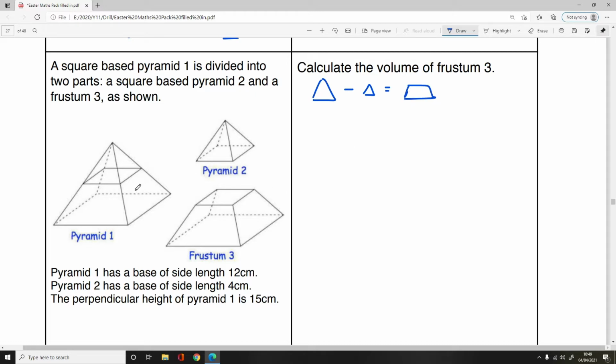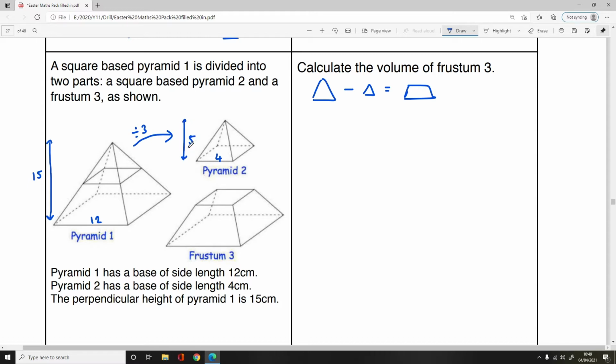Are there any of these that we can do already? Well, we know it's square-based pyramid, both of them. We know that pyramid 1 has a base length of 12. We know that this has a base length of 4. And we know that the perpendicular height of this is 15. And then we can use some scale factors. We can think, well, what got us from here to here? We divided by 3. So that would tell us that this height here is 5.